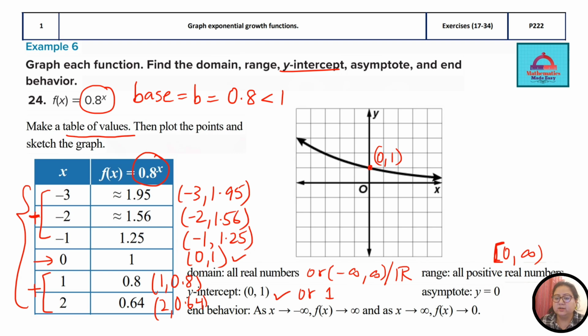The y-intercept we've already done. Again, the asymptote is the same. If you see this part, the graph is coming very, very close to the x-axis, and the equation of the x-axis is y equal to 0. So this is your asymptote.